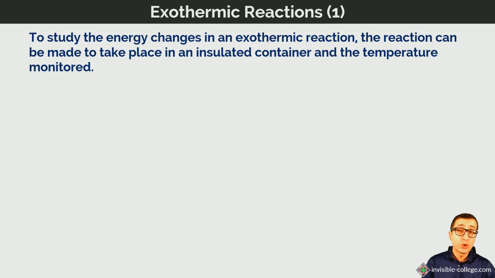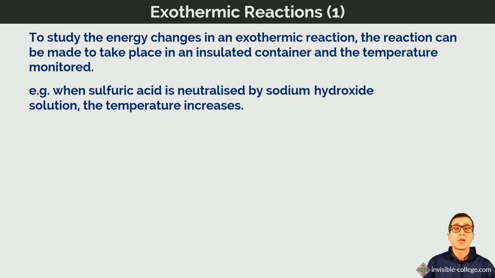For example, if we're doing a neutralization reaction between an acid such as sulfuric acid and an alkali such as sodium hydroxide, we would expect an exothermic reaction. Typically, neutralization reactions are exothermic. This means that when we mix our alkali solution with our acid solution and the neutralization takes place, we would expect that reaction mixture, that solution, to increase in temperature. This can be demonstrated experimentally, and we can measure that rise in temperature.